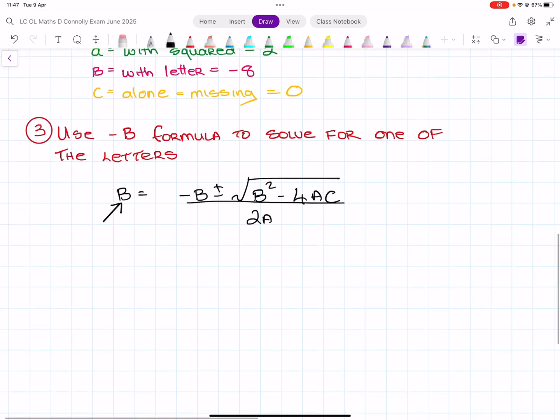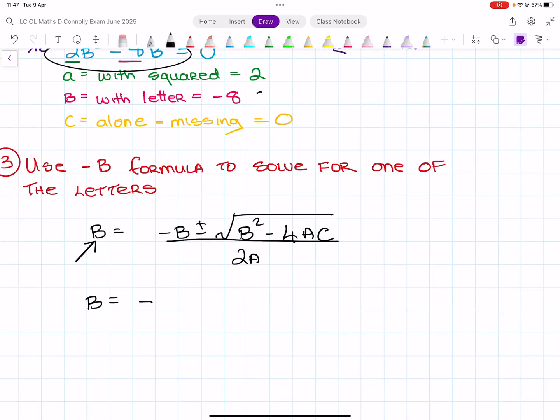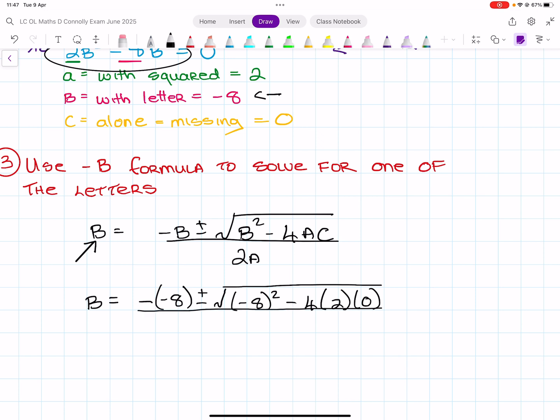So, minus. Now, the b in the formula is this one. So it's minus 8 plus or minus, it's not. It's minus 8. Sorry, plus or minus the square root of minus 8 squared minus 4. A is 2, C is 0. All over 2 times A, which is 2 times 2.